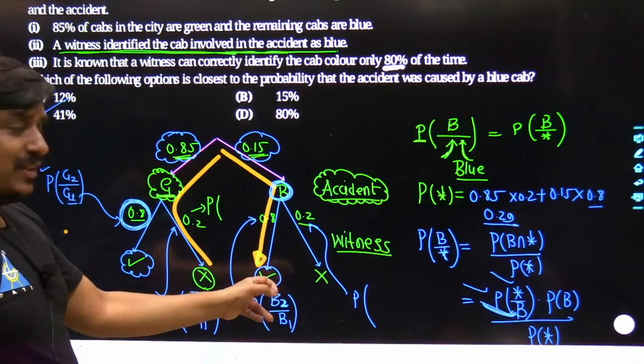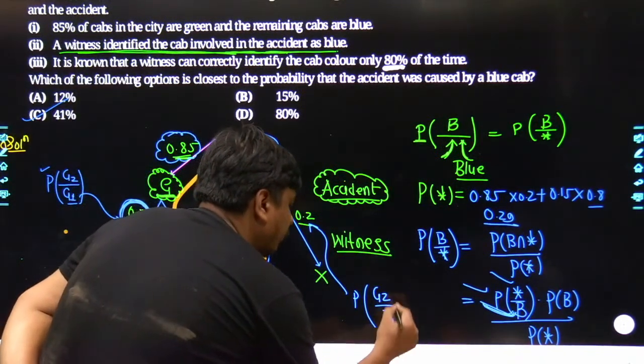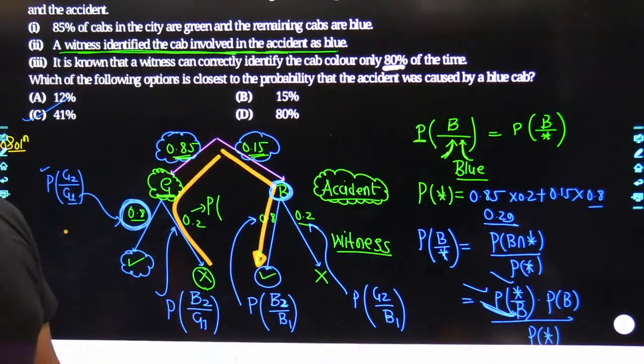Now here the wrong witnessing has been done, no? Color as green, whereas it was performed by blue. It was performed by blue. Could you understand what I am saying?